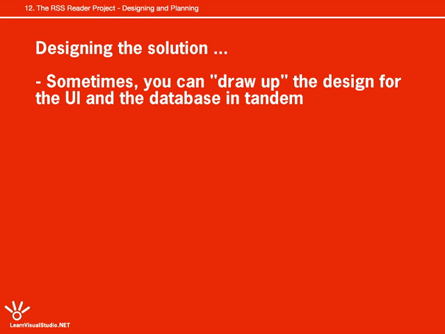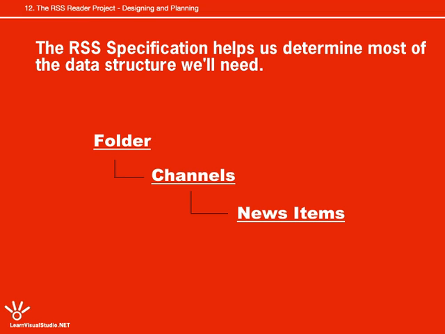Now, in the case of our RSS Reader application, this becomes pretty simple because we do have a specification to follow, and we're going to keep it fairly simple. So we know, for example, that we want to have the concept of a folder that will contain channels. So I might draw these down on the sheet of paper. I might show that there's this concept of a folder, and a folder would have, for example, a folder ID and a folder name. The ID would simply just be a primary key.